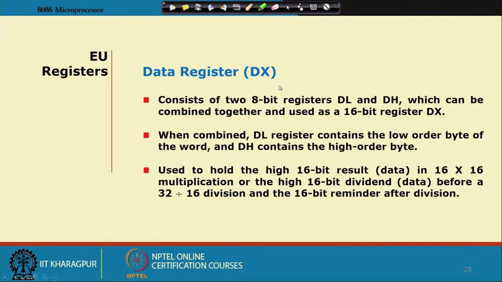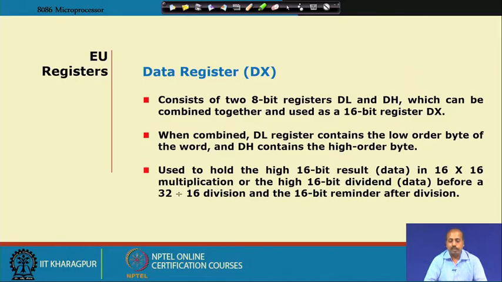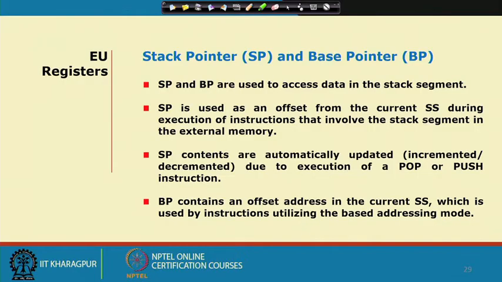Then there is a data register, DX. This is for holding data and does not have other special functions. It can be divided into DL and DH. It is used to hold the high 16 bit result in a 16 by 16 multiplication, or the high 16 bit dividend before a 32 by 16 division, and the 16 bit remainder after division. This is particularly used for these data operations, that is why the name data register has come.